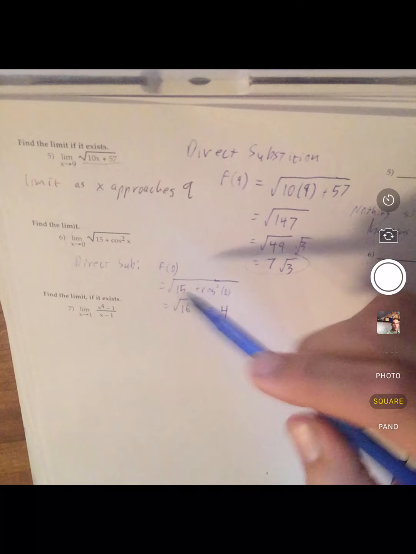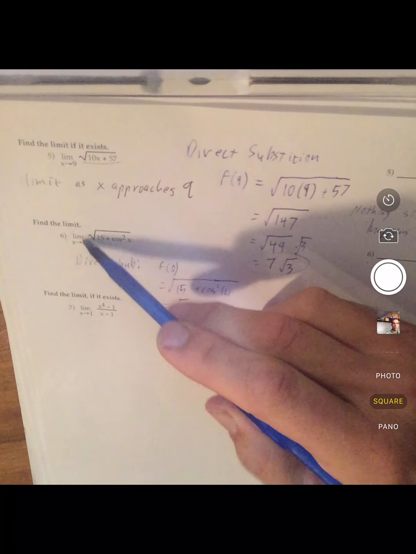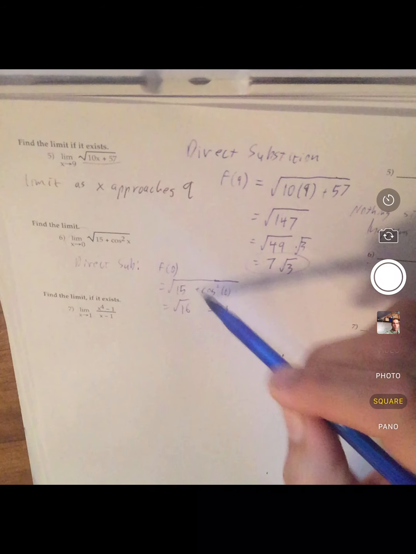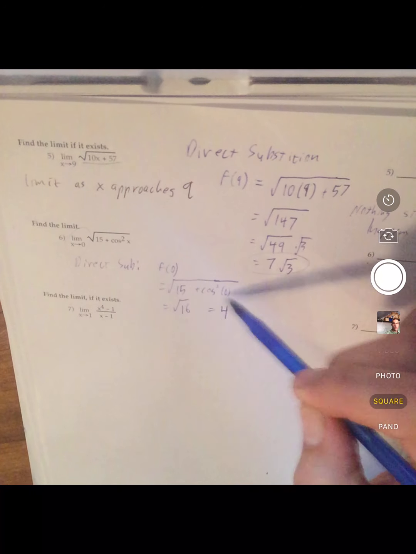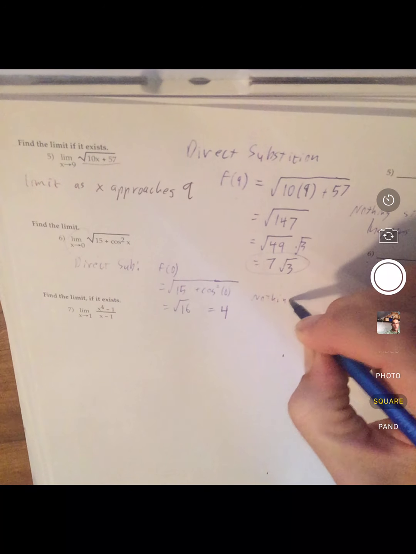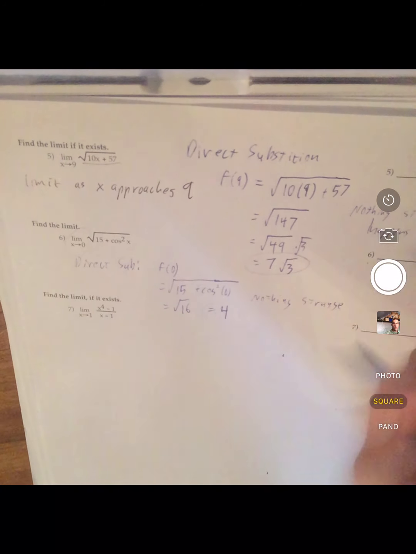Now what happens if I take values close to 0, which is really what the question is? Well, if it's close to 0, then the cosine of 0 would be close to 1, so nothing strange would happen in that. It just comes out to a nice number. Nothing strange. So we just got f of 0 is 4. We think this limit is going to equal 4.